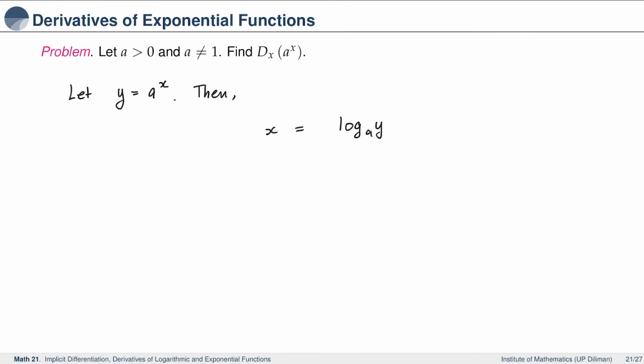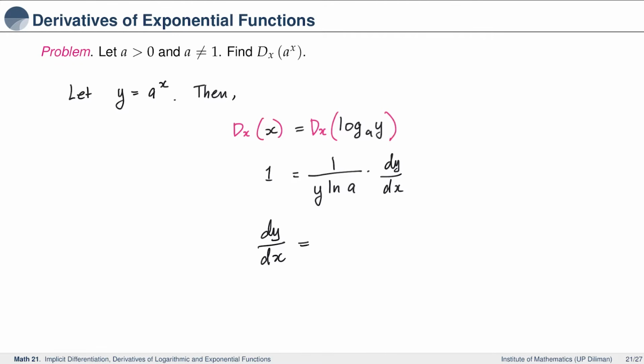Now, if we use implicit differentiation, we can take the derivative with respect to x on both sides of the equation. The derivative with respect to x of x on the left side is equal to 1, and the derivative on the right of log y base a is 1 over y ln a times the derivative of y with respect to x. Remember, y is a differentiable function of x. So if we solve for dy over dx, this will give us y ln a. And since y is equal to a raised to x, this should be a raised to x ln a.